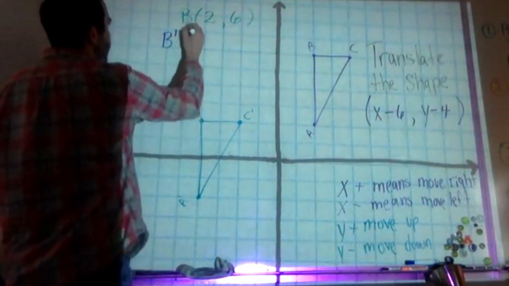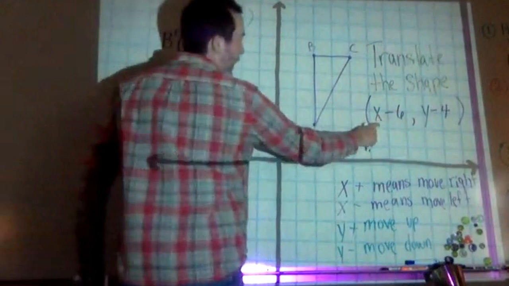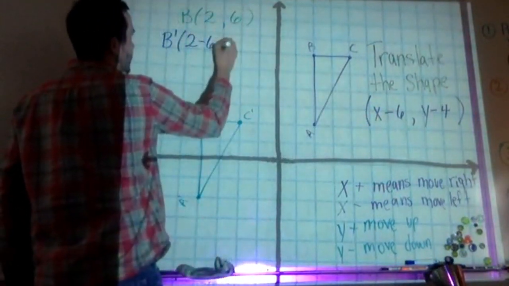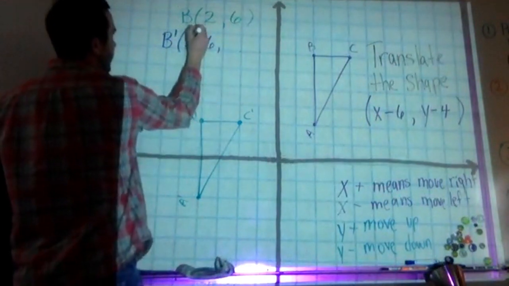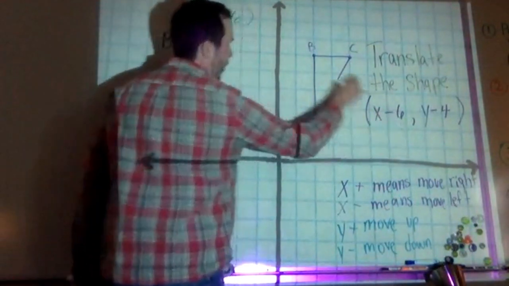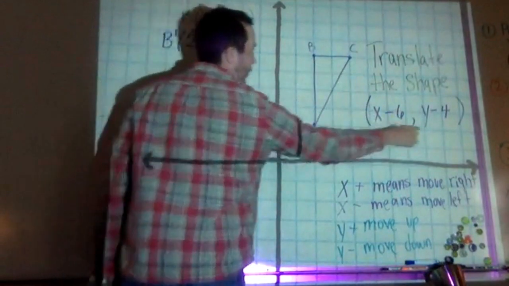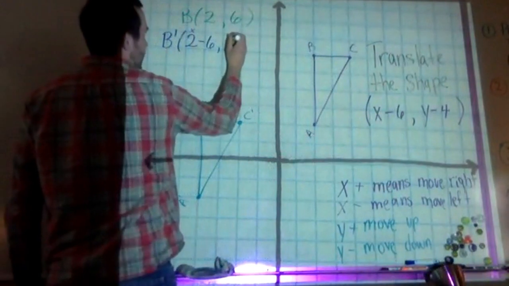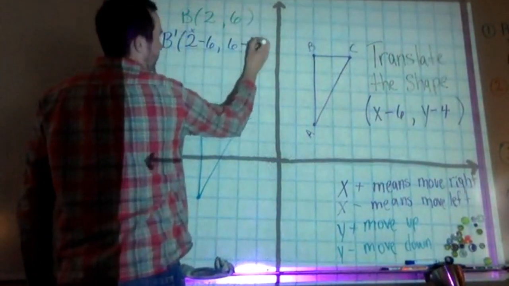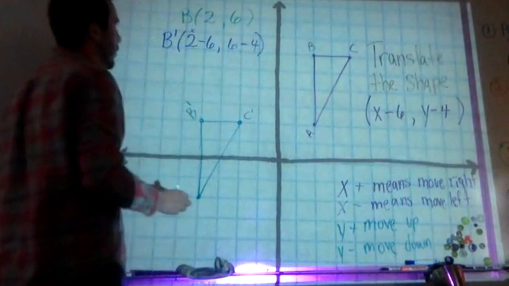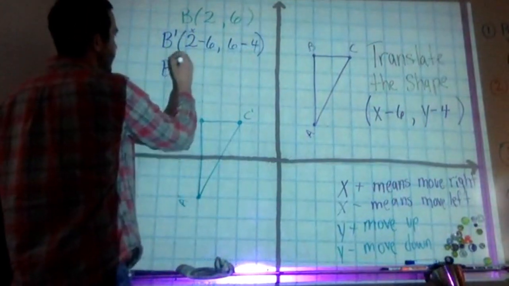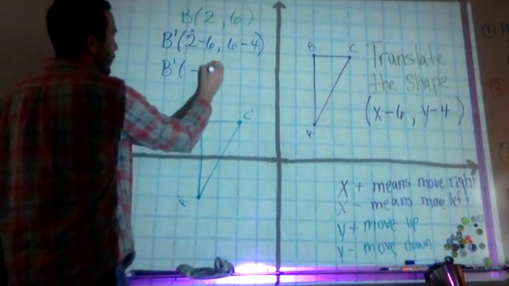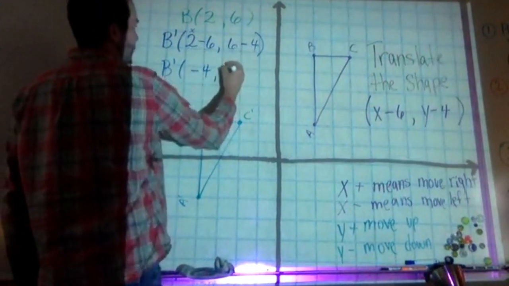B prime, well, x was 2, so we're going to go 2 minus 6. So that was x minus 6. Our x for B was 2. And what's our y for B? Well, it was 6. So I'm going to have 6 minus 4. And that's where our coordinate's going to be. So B prime is going to be 2 minus 6, which is negative 4, and 6 minus 4 is 2.